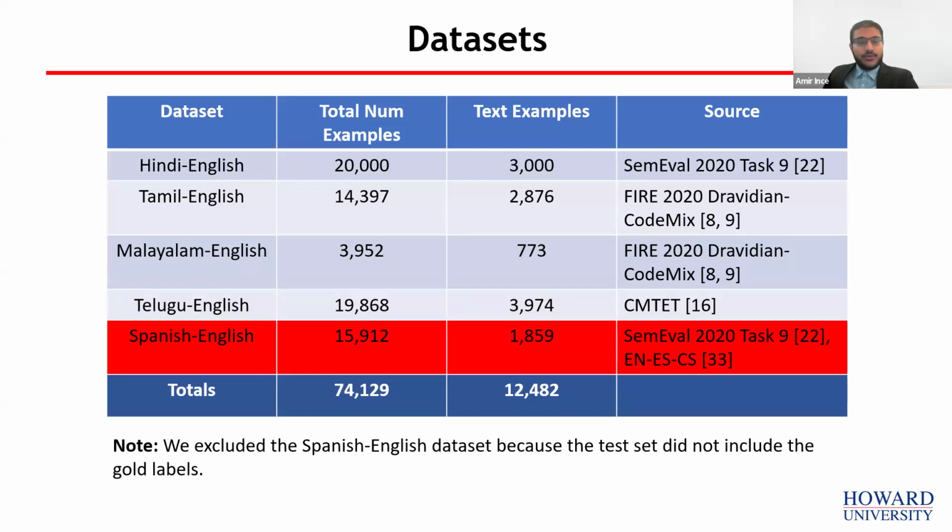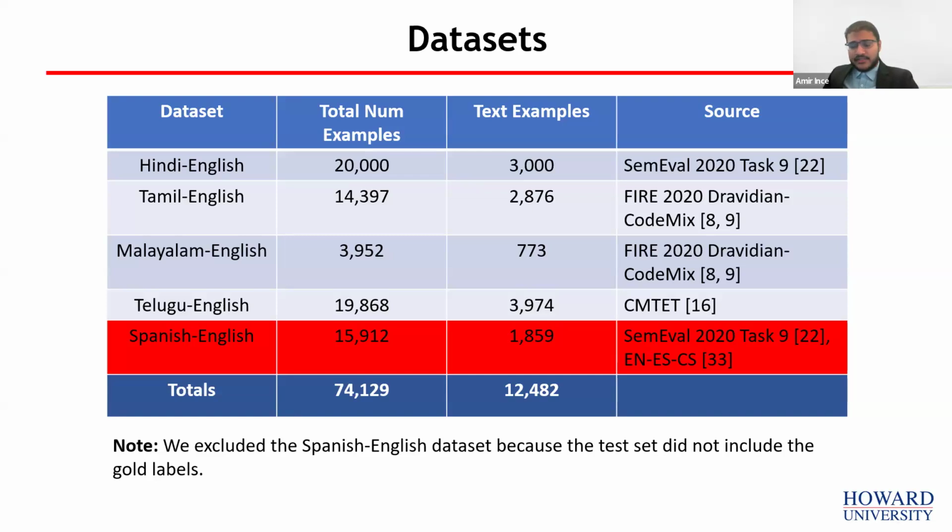I must note that code-switching sentiment analysis datasets are scarce due to manual annotation demands. These datasets from social media and published works represent real challenges in this niche and are currently the only standard resources. The datasets used in this study consist of approximately 74,000 examples across 5 language pairs, those pairs being Hindi-English, Tamil-English, Malayalam-English, Telugu-English, and Spanish-English.